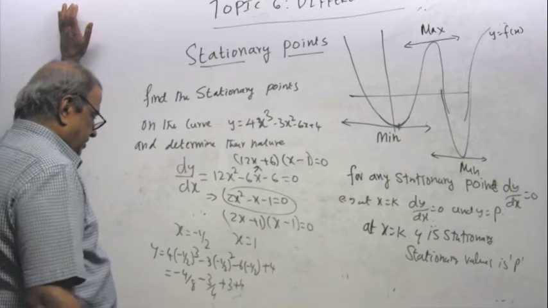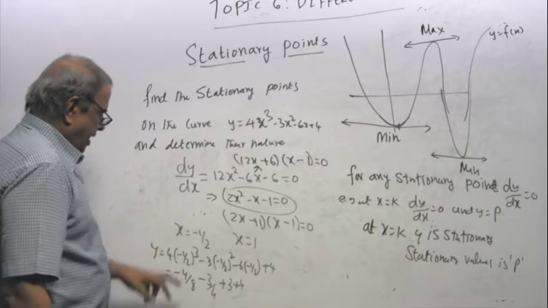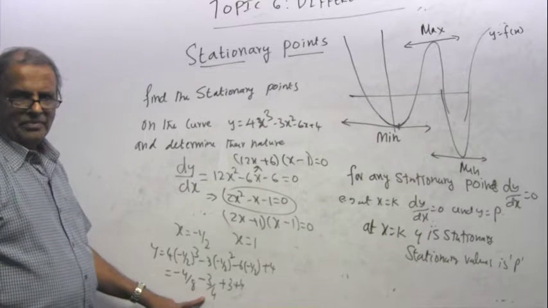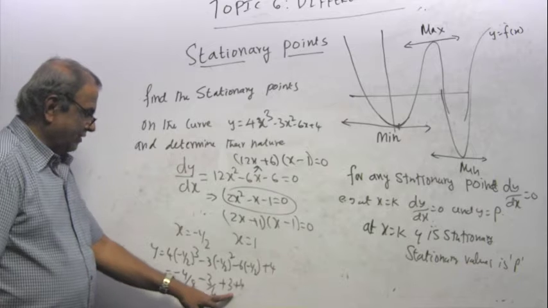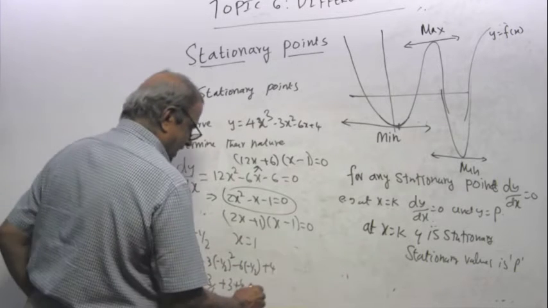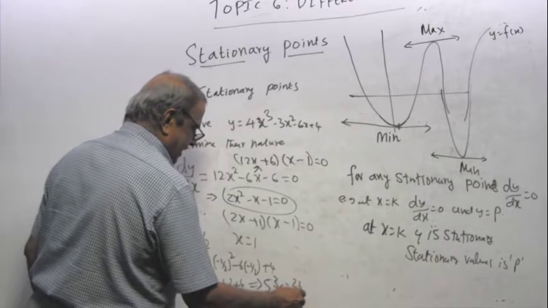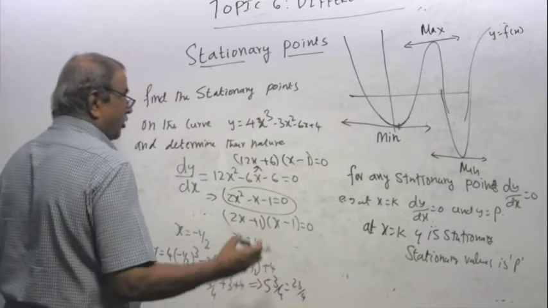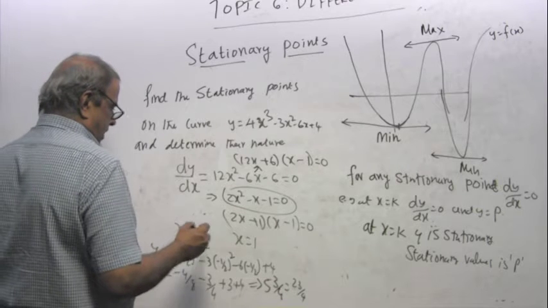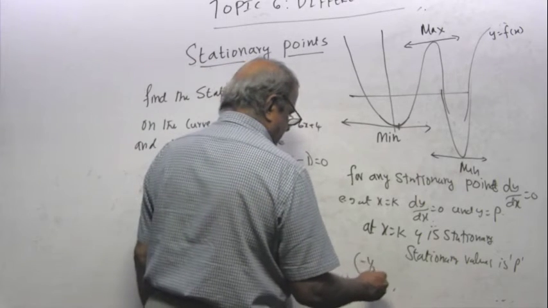4 plus 3 is 7. Okay, 4 over 8 is half. Half and 3 quarters is 1 and a quarter. 1 and a quarter take away 7 is minus 5 and 3 quarters. Use your calculator. So it is minus 5 and 3 quarters, 23 over 4. So you know one stationary point is minus half and 23 over 4. Let me write that here.